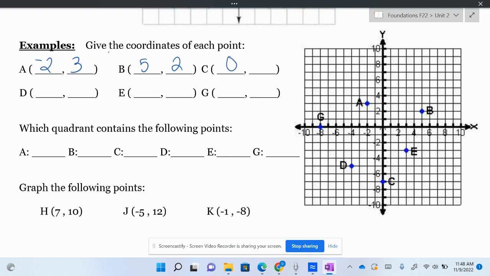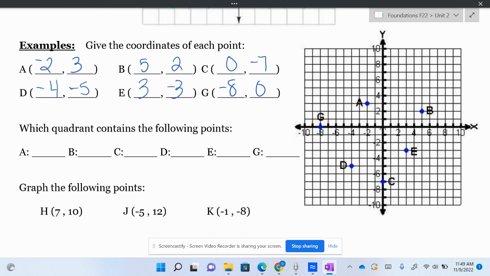So we say the x first, right? So 0, -7. Right on. D, Brody. Yeah, -4, -5. Good job. E, Eli. Yeah, how about +3, -3? G, Corbett. How about x first? Good job. -8, 0. Okay.